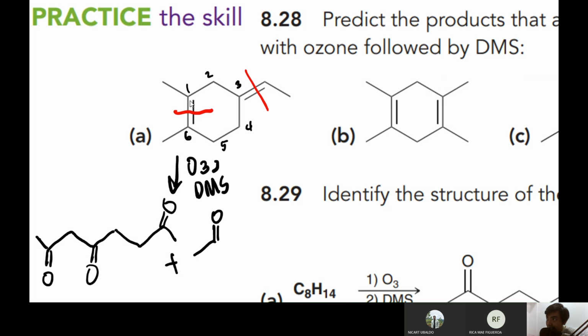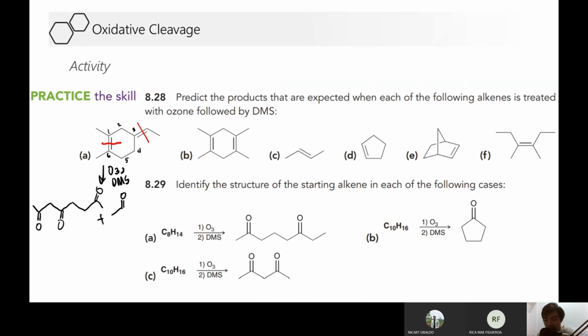Okay. So, ganun ha. Hindi to aldehyde kasi may CH3 group ka doon. So, nilagay ko yun doon. Plus your double bond dito. Sa dulo, ganun din, no? So, your methyl group. Then, the double bond O. Okay. So, ganun lang. That's the oxidative cleavage.